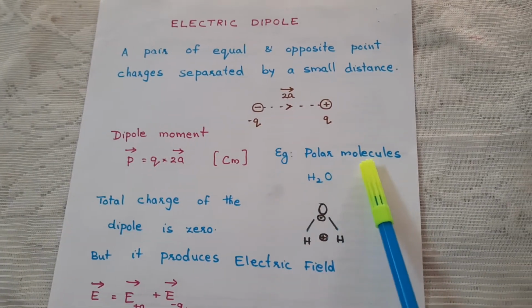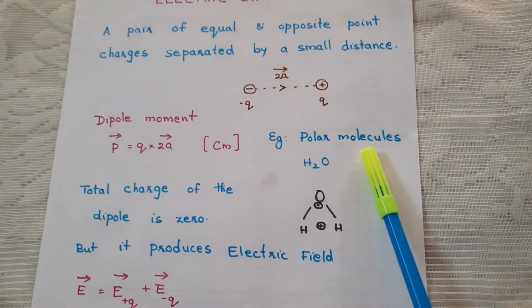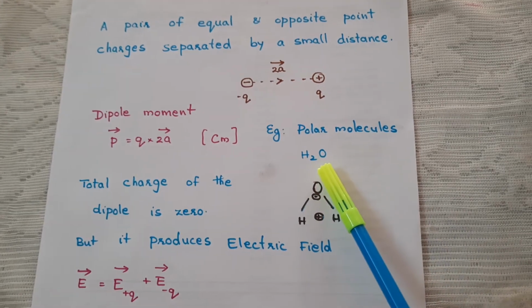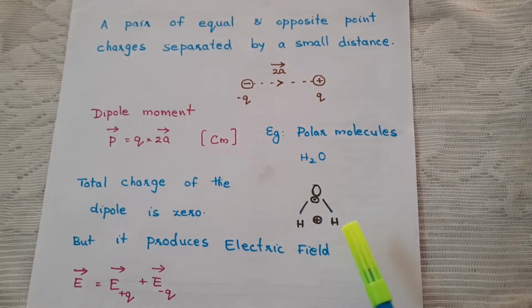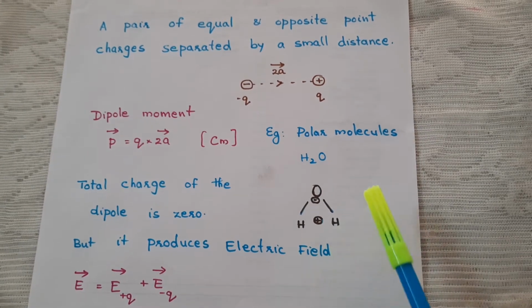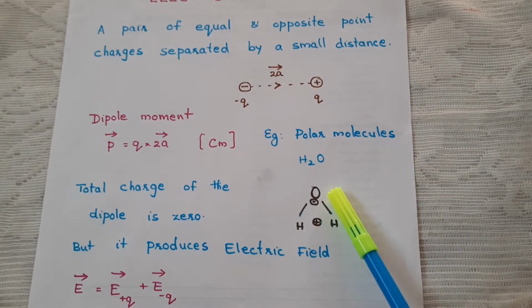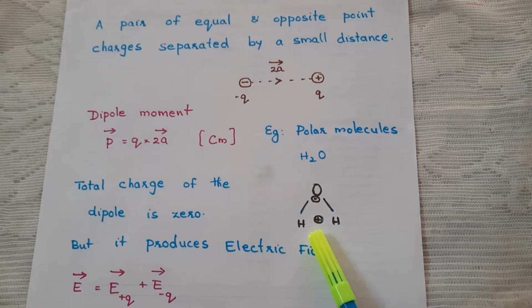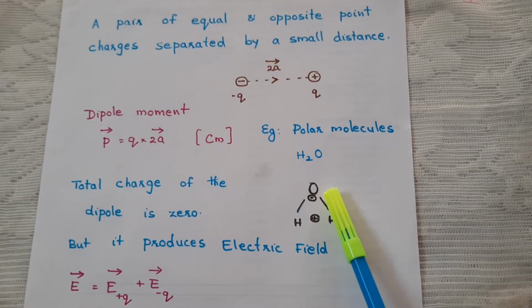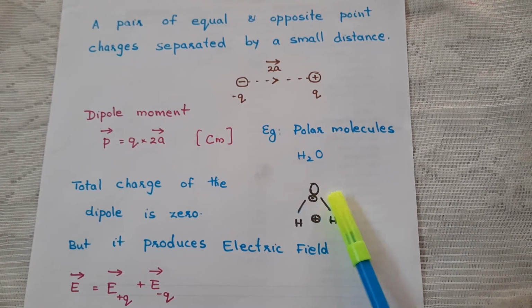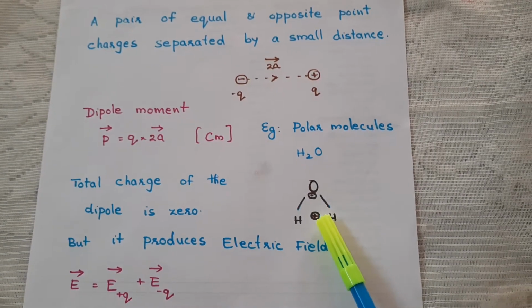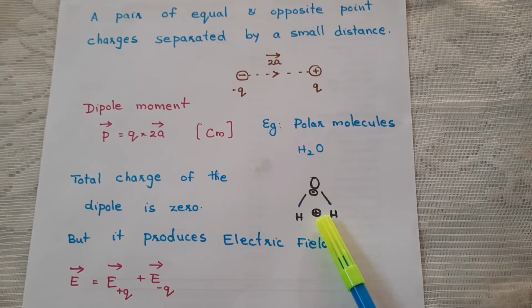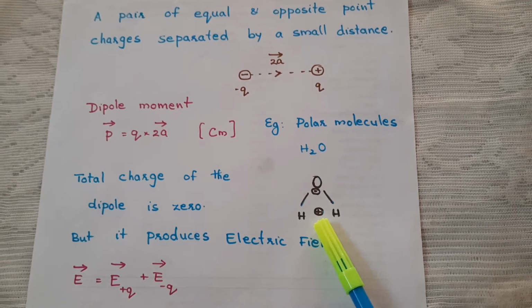Polar molecules are examples of dipole. For example, water molecule H2O. In water molecule, there are two hydrogen atoms and an oxygen atom. Hydrogen will be slightly positive and oxygen will be slightly negative. So, the centers of positive and negative charges are separated by a small distance. So, this is an example of a dipole.